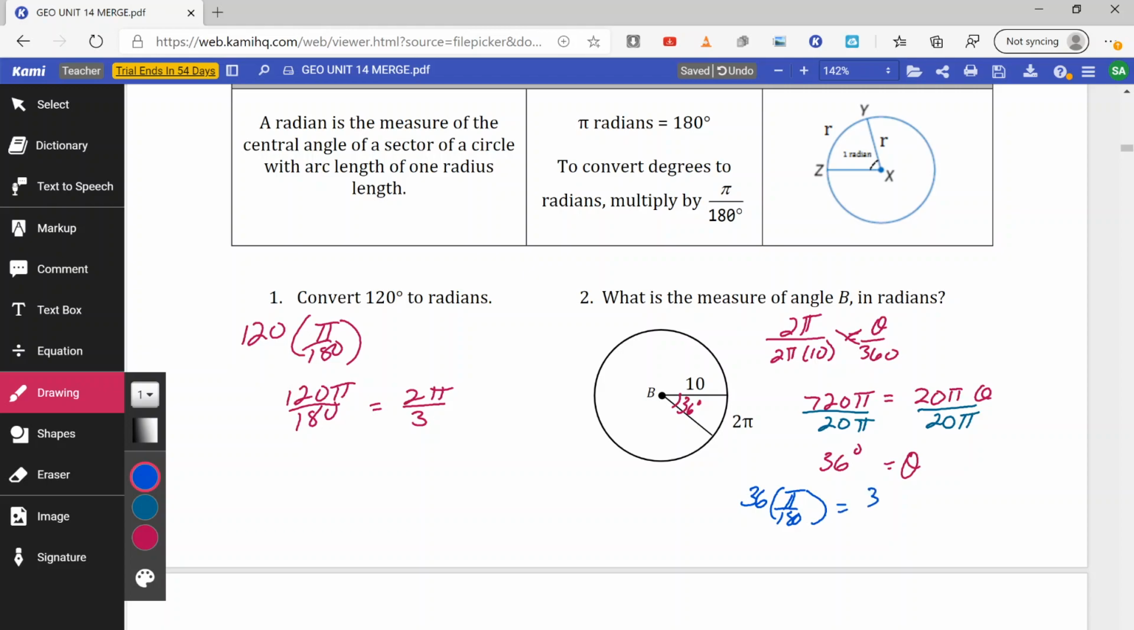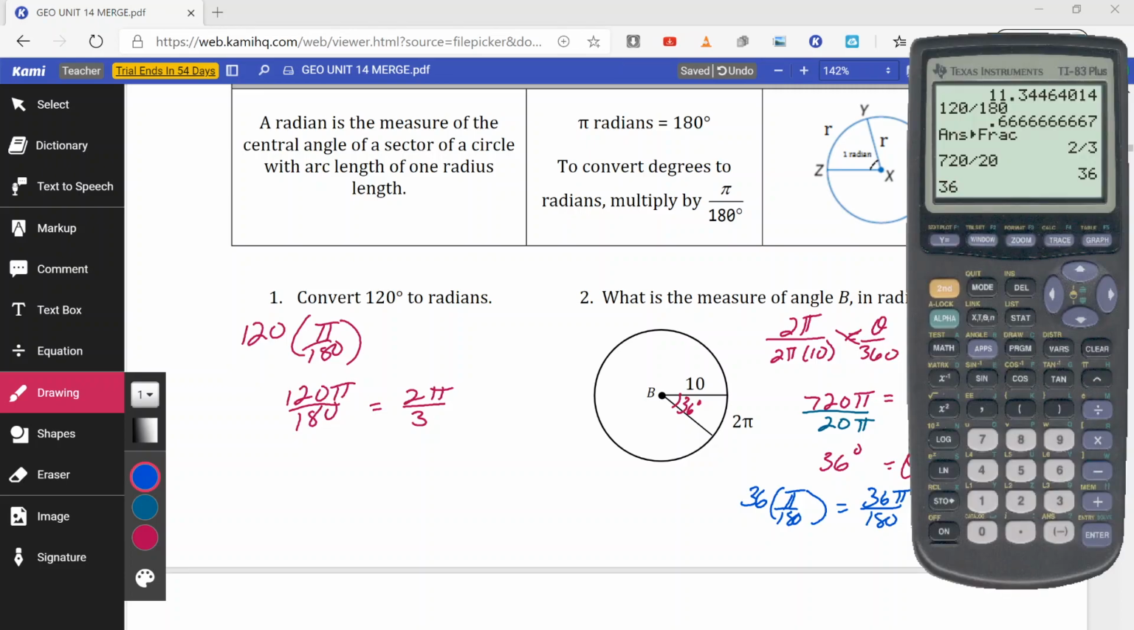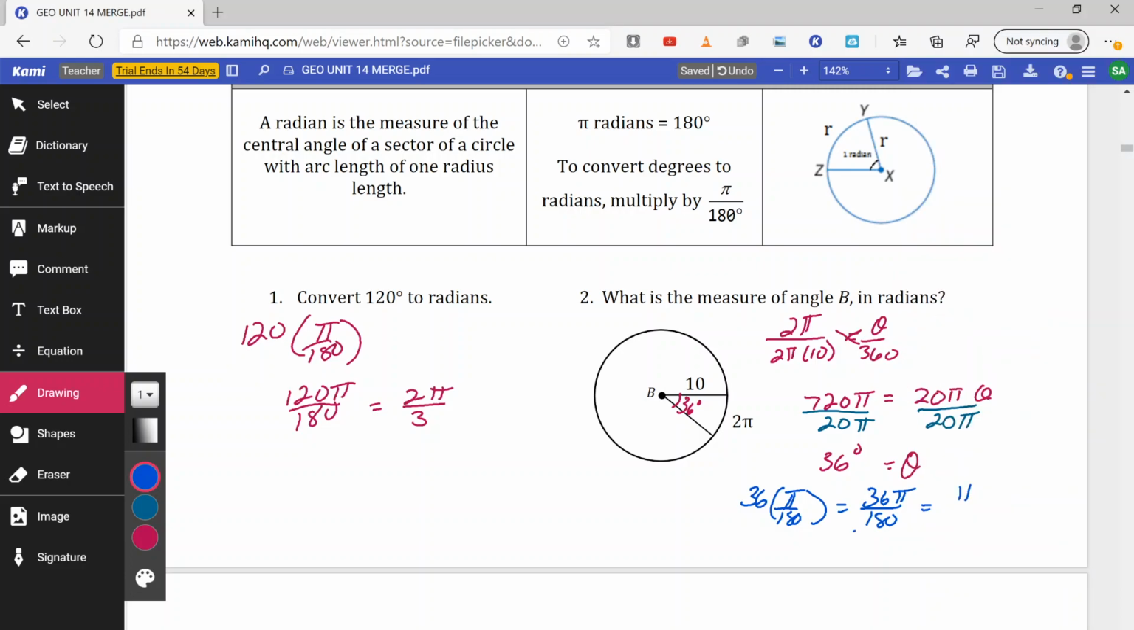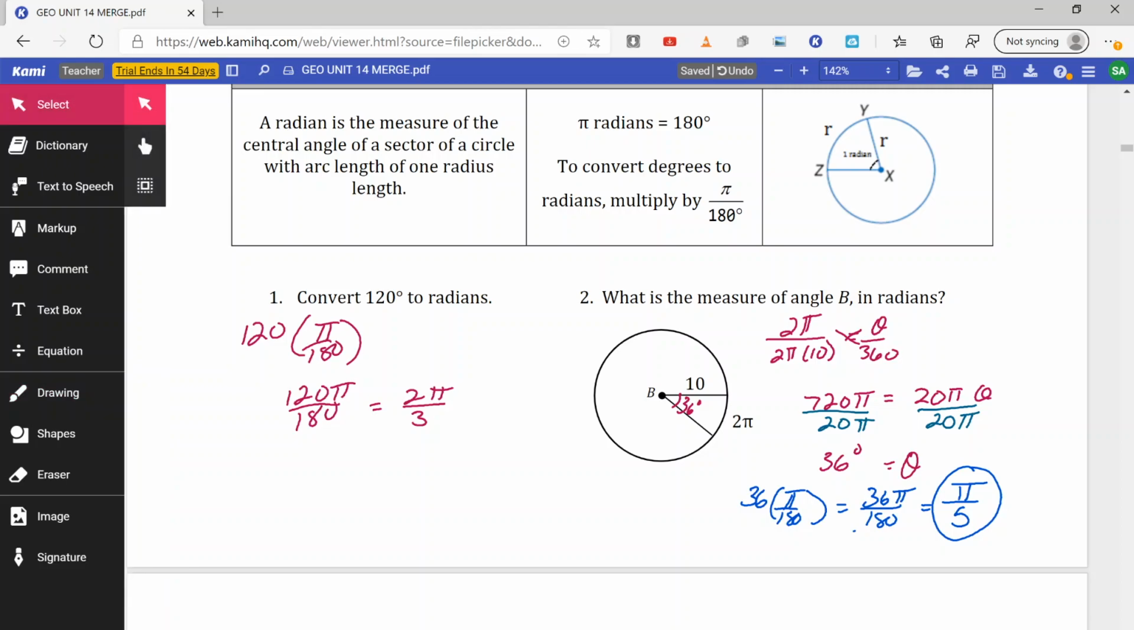And I end up with 36 pi over 180. And again, we just divide our numbers. 36 divided by 180, I'm going to get 0.2. So math, enter, enter, gives me 1 over 5. So we end up with 1 pi, or just pi, over 5. So that is the measure of angle B in terms of radians. So we used our formula that we learned previously to figure out that the central angle is 36 degrees, and then we multiply it times pi over 180 to get the radian measure of the central angle.